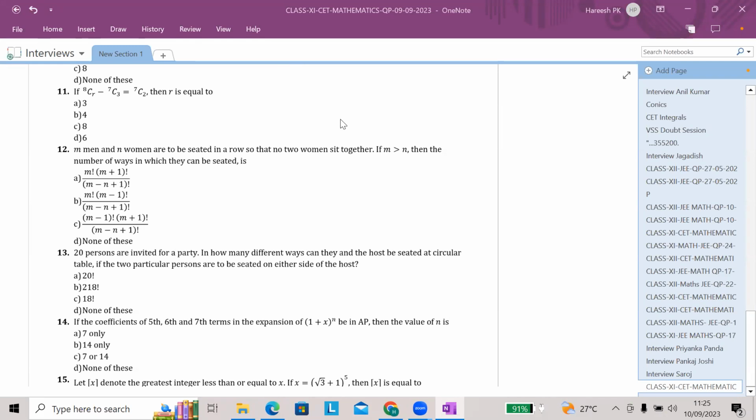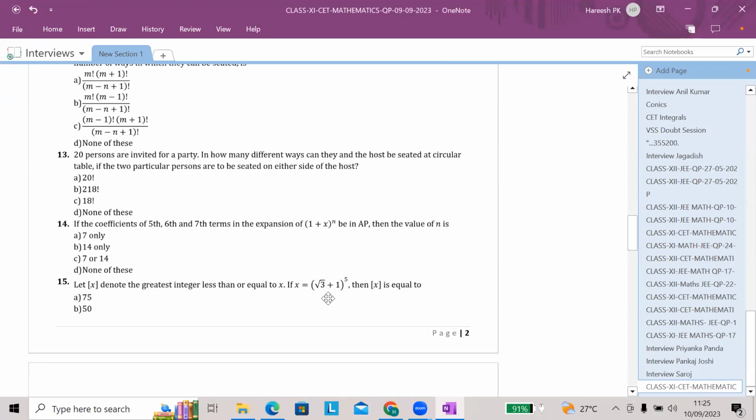Welcome back. Let's continue with the questions on binomial theorem. So this is a direct question. The coefficients of fifth term, sixth term, and seventh term in (1 + x)^n are in AP.